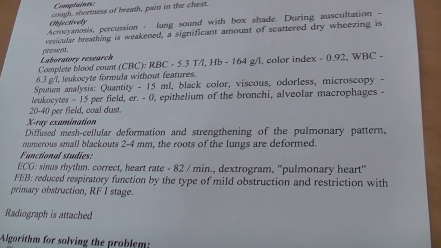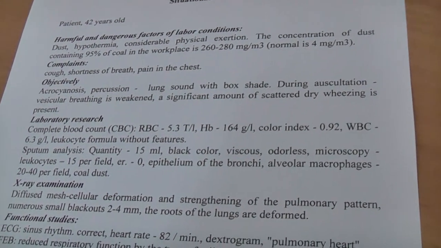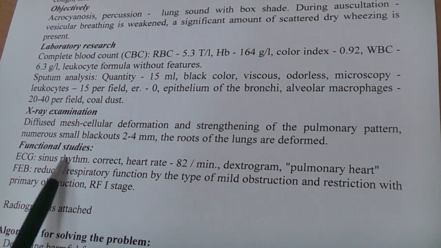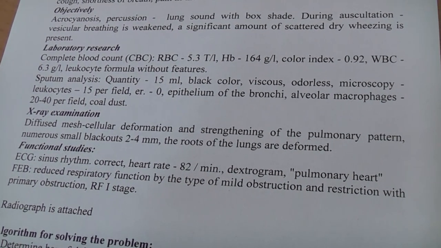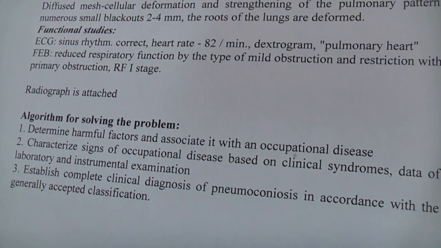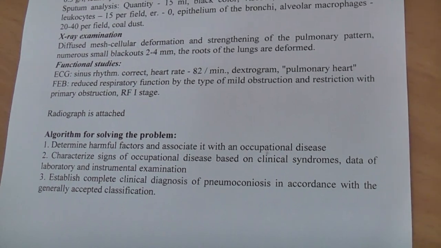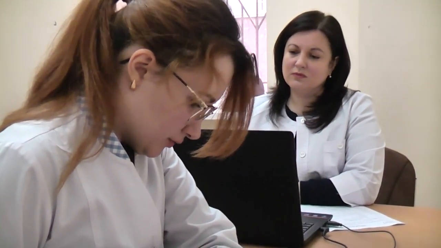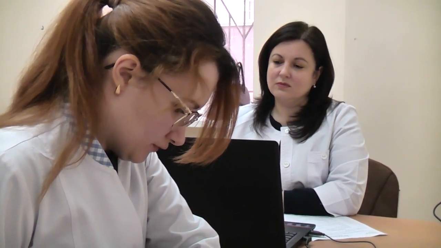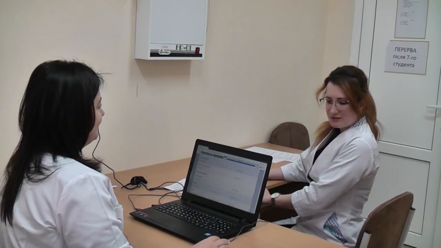Compensatory erythrocytosis and electrocardiography changes indicate the chronic nature of the process. And third question. Clinical diagnosis is anthracosis second stage, nodular form, SP 2-1, complicated by chronic obstructive pulmonary disease in acute phase. 1 minute left. First stage. That's it.